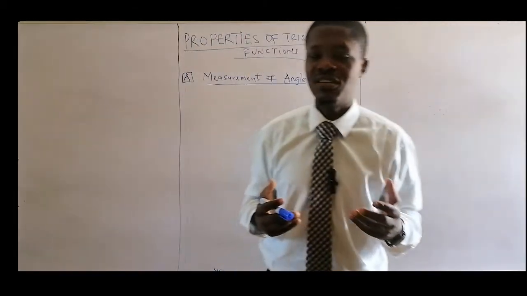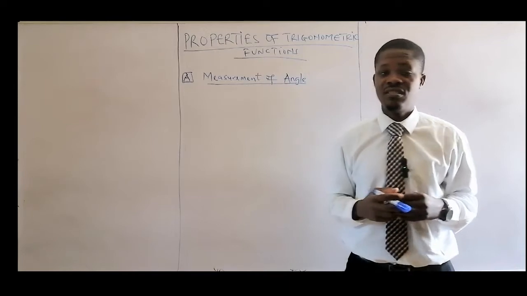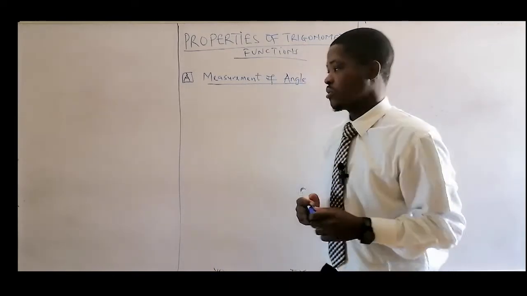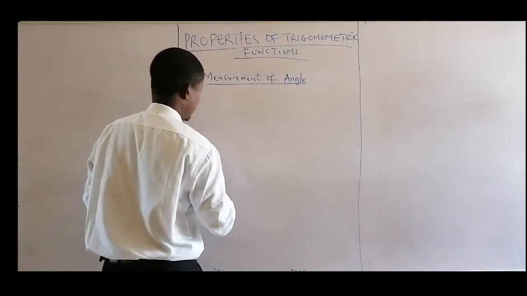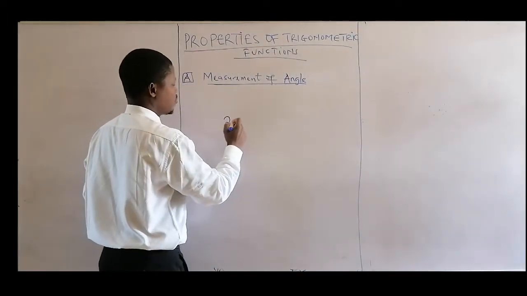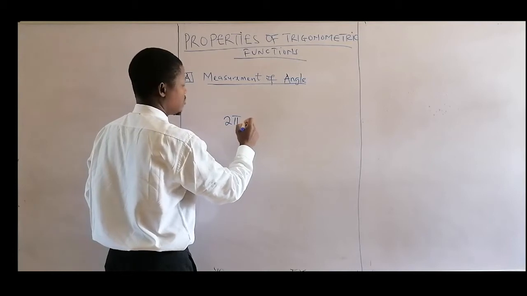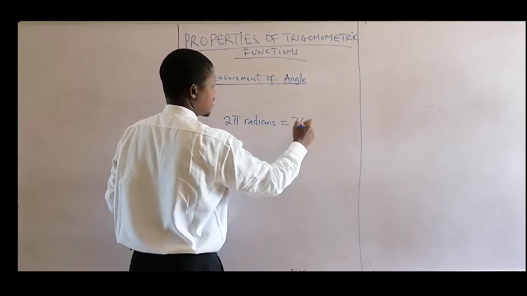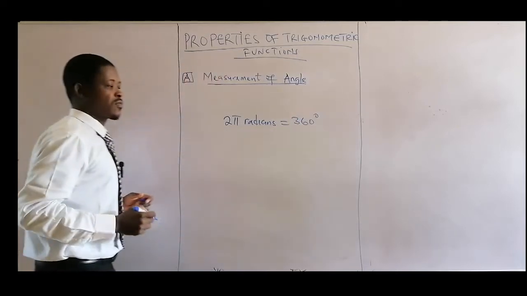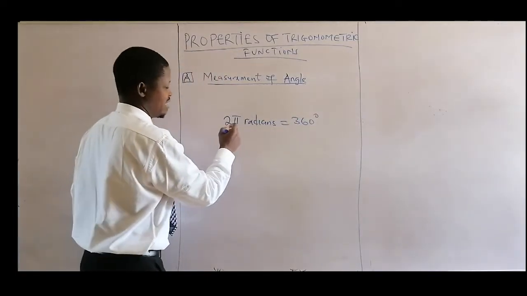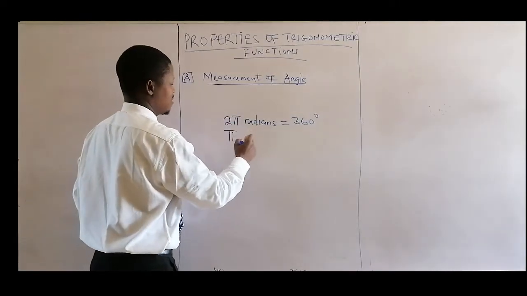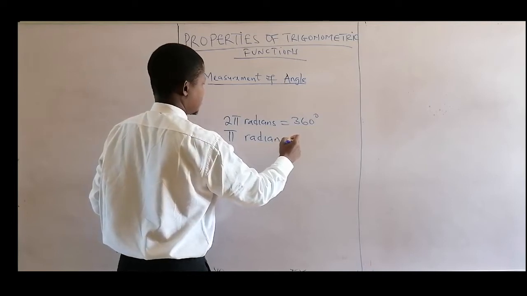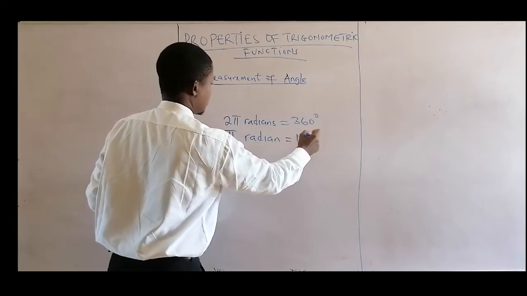an angle in radians and the one in degrees. So there is a relationship between them. We believe that 2 pi radians is equal to 360 degrees. Also, half of this, that will be pi radians, is equal to 180 degrees.